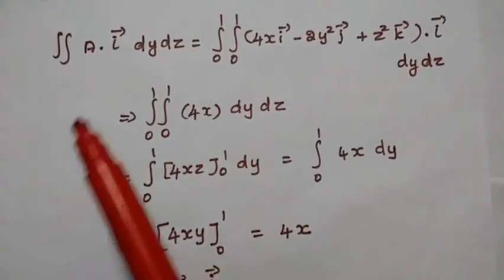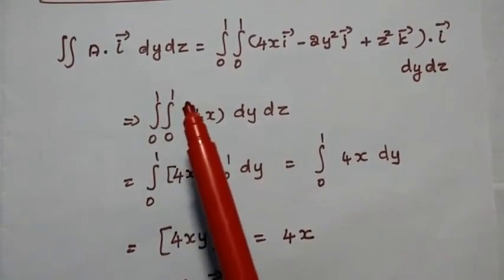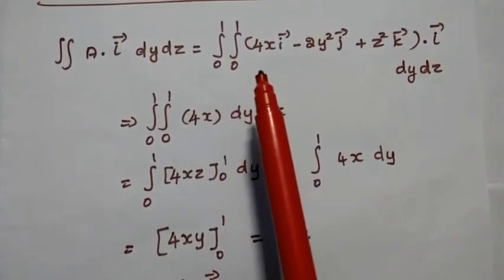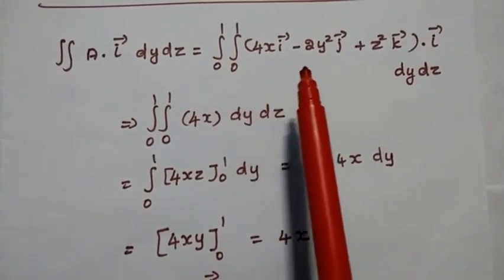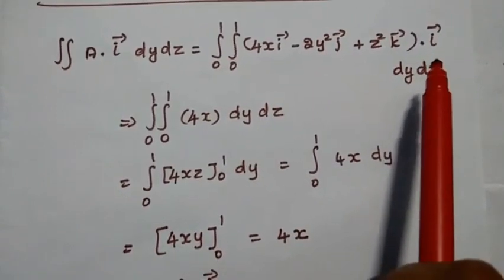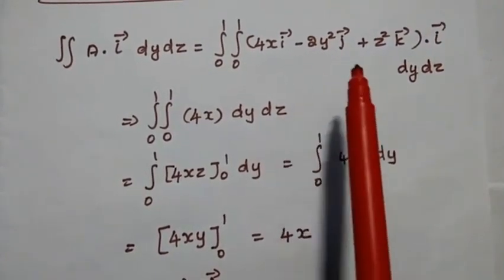First we are going to find the value of the surface integral of A dot i vector dy dz. So here, the surface integral over 0 to 1 of this A vector, 4x i vector minus 2y squared j vector plus z squared k vector, dot i vector dy dz. Okay, so next we have to take the dot product.